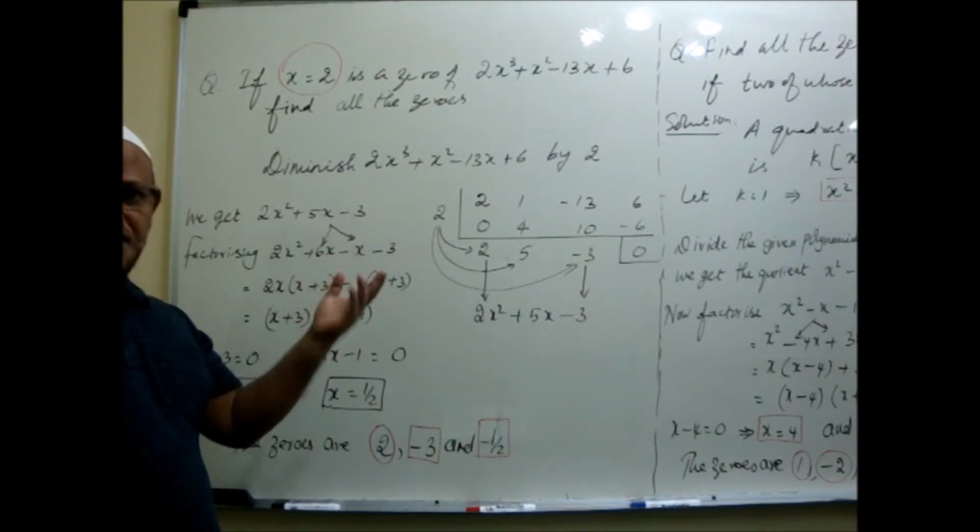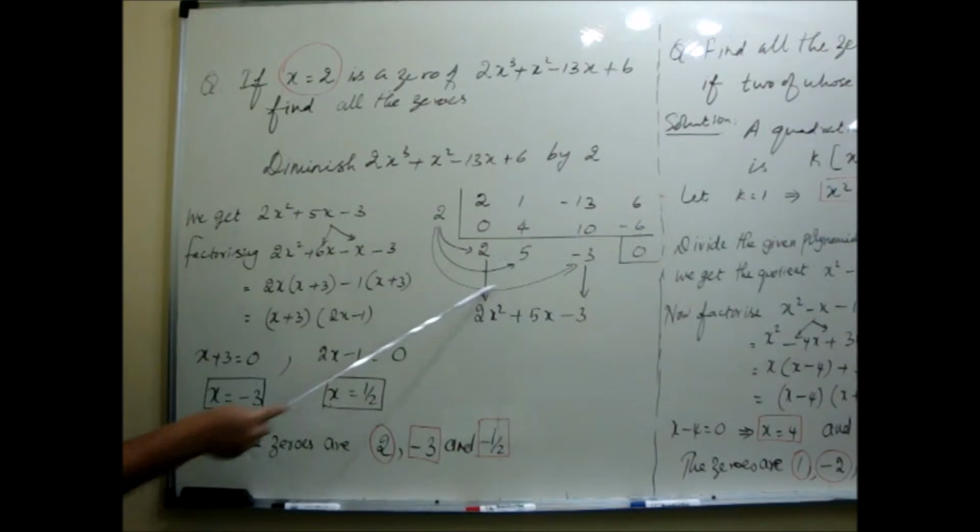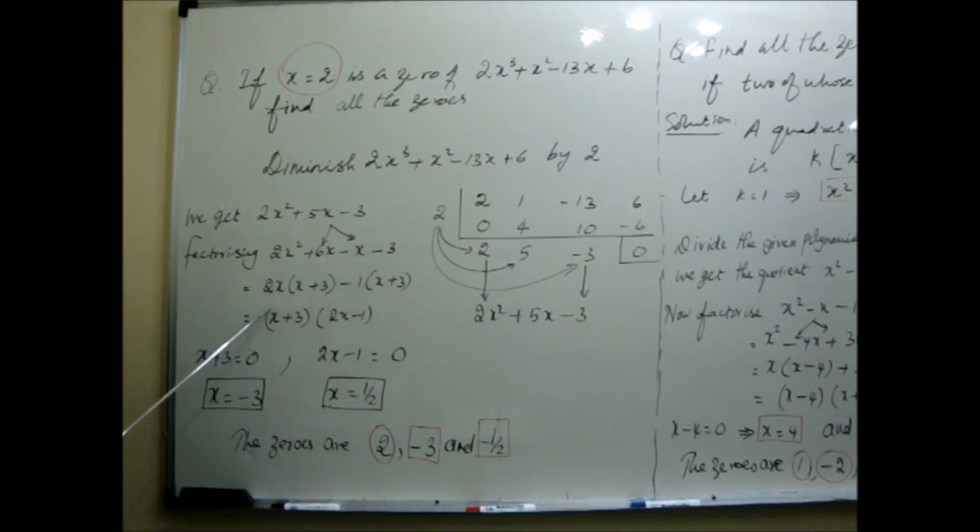You get 2 linear factors. Already explained many times, you are very familiar with this. So you are factorizing the quadratic polynomial we got, and you get 2 linear factors: x plus 3 and 2x minus 1. Each linear factor as usual we equate to 0. When I equate x plus 3 to 0, I got x is equal to minus 3. Like that, 2x minus 1 equated to 0, I got x is equal to half, 1 by 2.